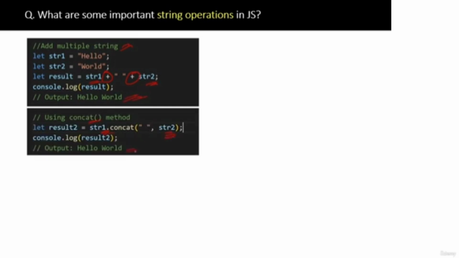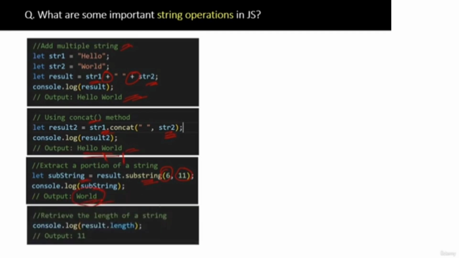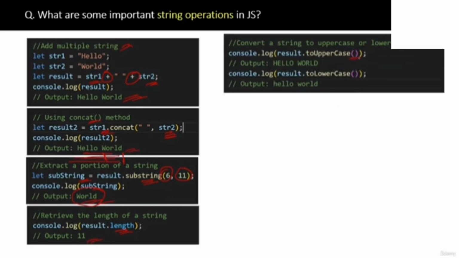Then this third string operation uses the substring method. Here, if the value of the result is hello world, then the substring method will take the starting index as the first parameter and the end index as the second parameter. That is, substring from 6 index to 11 index will be stored in substring variable. So that will give world as the output. The next operation is result.length, which will just count all the characters of the string result. Then next we have the toUpperCase and toLowerCase methods of the strings that can be used to change the case as per their name.